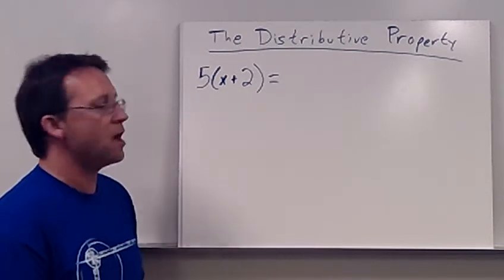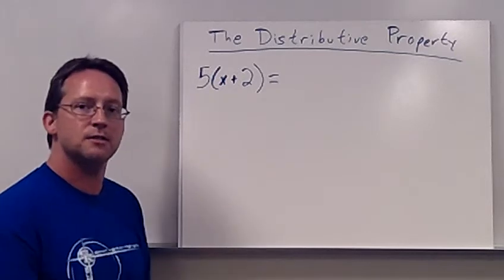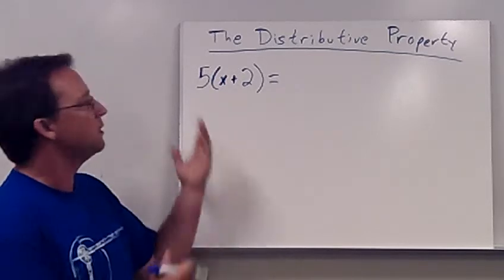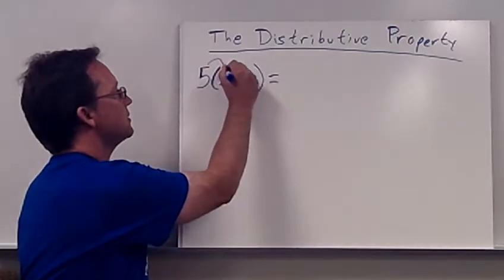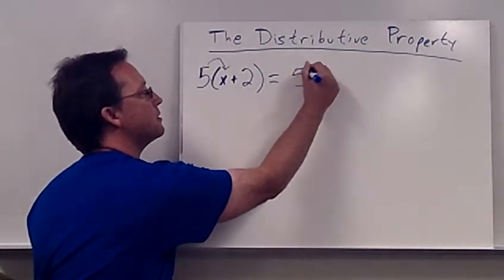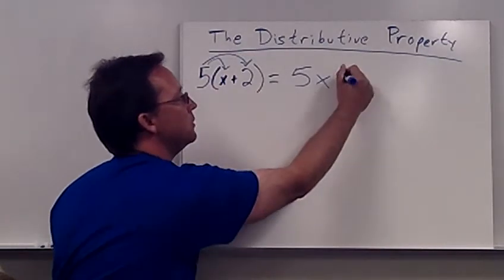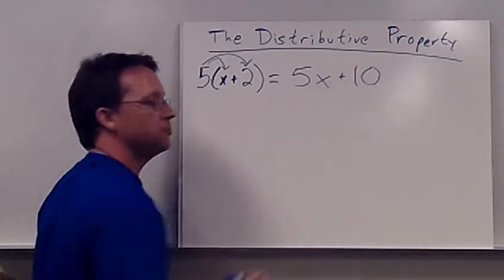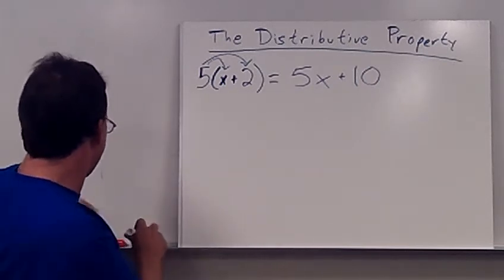It's 5 times the quantity x plus 2. Hopefully you recognize that this is a problem that we can simplify using the distributive property. We're going to multiply that 5 through the parentheses. We're going to do 5 times x, and that gives us 5x, and then 5 times a positive 2 gives us 5x plus 10. We've got that simplified, right? And that's what the distributive property is all about.